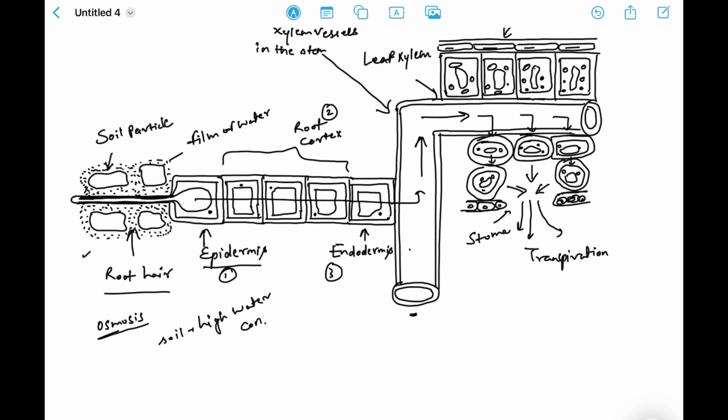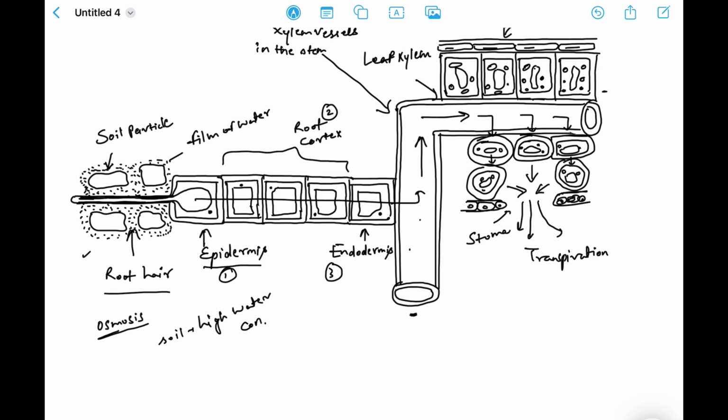Here is the diagram of a xylem vessel. Okay, and this is the second step. The xylem vessels form a continuous network from roots to the leaves. Water moves upward through the xylem by capillary action, through cohesion and adhesion, through root pressure, and through transpiration pull.